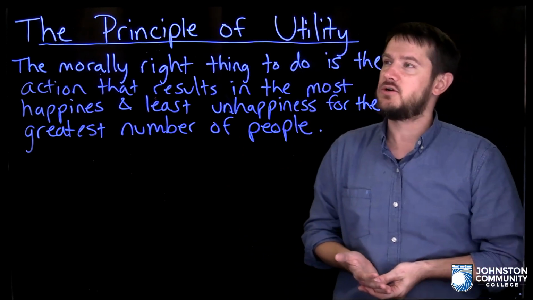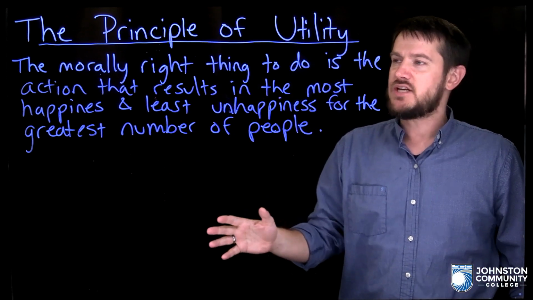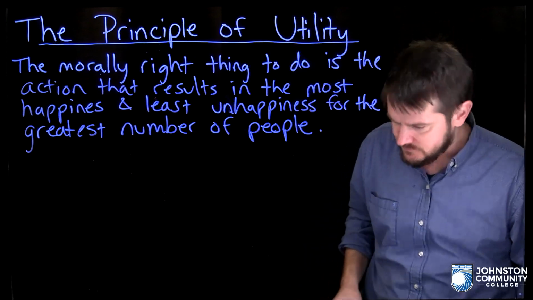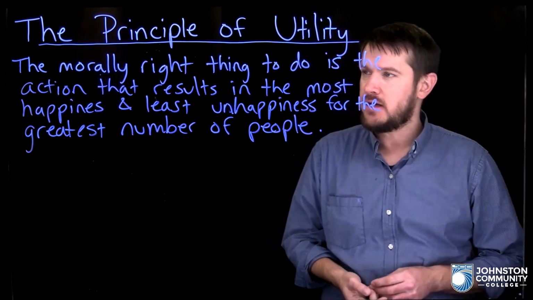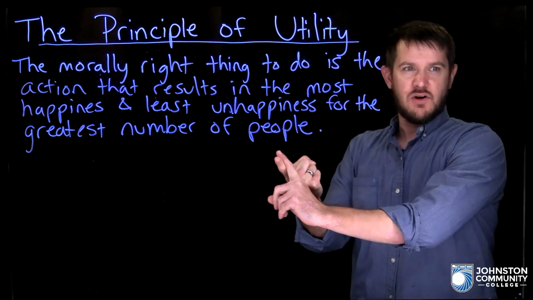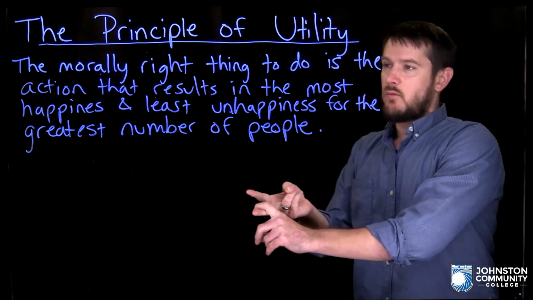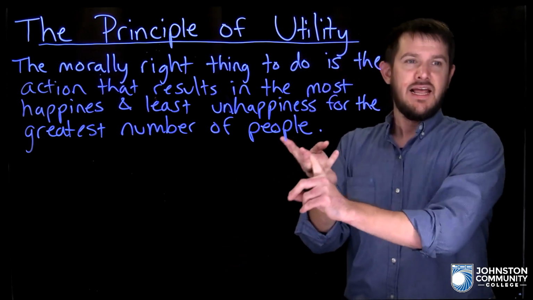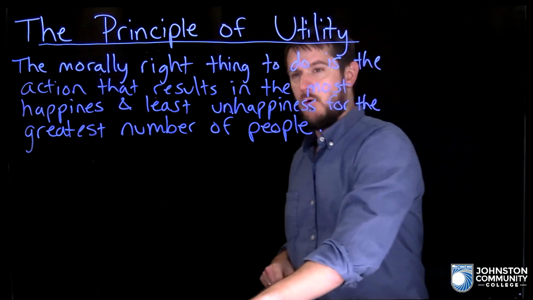The principle of utility says the morally right thing to do is the action that results in the most happiness and least unhappiness for the greatest number of people. There are three key ideas in the principle of utility. One, morality is about the results of our actions. Two, the results that we want are as much happiness and as little unhappiness as possible. And three, each person's happiness gets equal consideration. So we'll take those one by one.